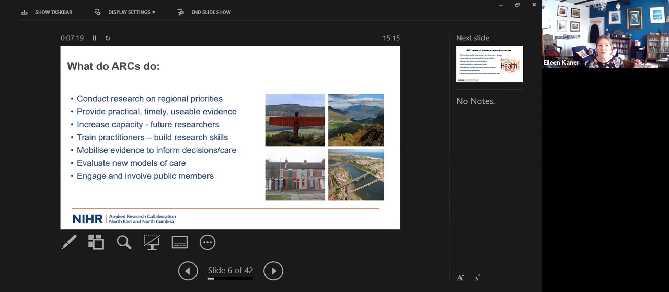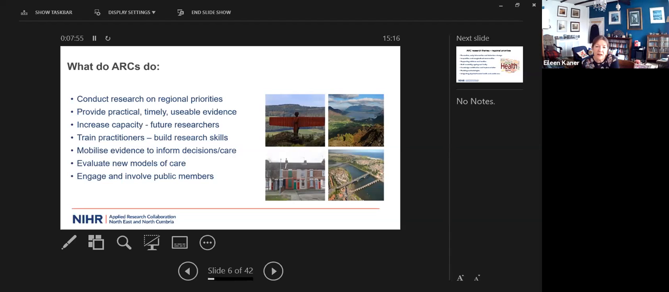The remit also covers providing research training to practitioners and to public members and to all the people who might want to have a better understanding of research methods or indeed research infrastructures like we're talking about today. Part of what the ARCs do is to take the evidence and what we already know and try and put that into a form so that it's easily usable by the people who need to base their decisions about what we do in the NHS or in social care or the voluntary sector system.